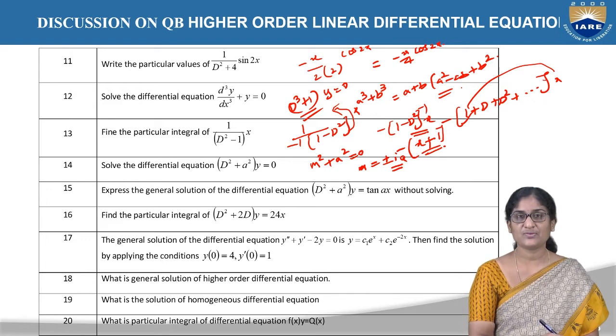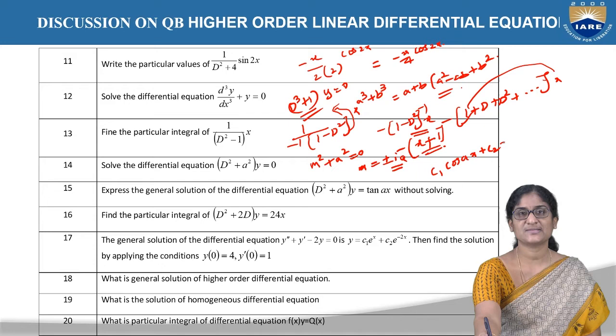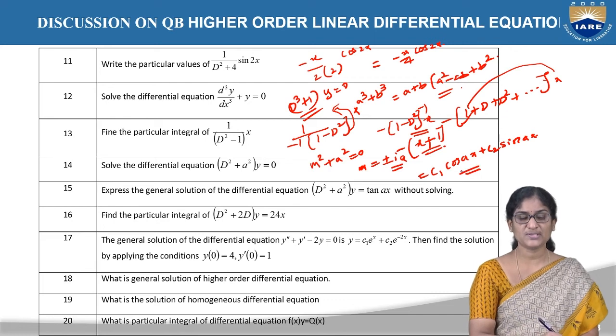So here beta value is a, so therefore we will get it as c1 cos ax plus c2 sin ax is the particular integral for this question. That is the 14th question. Now going to the next question, 15th question.